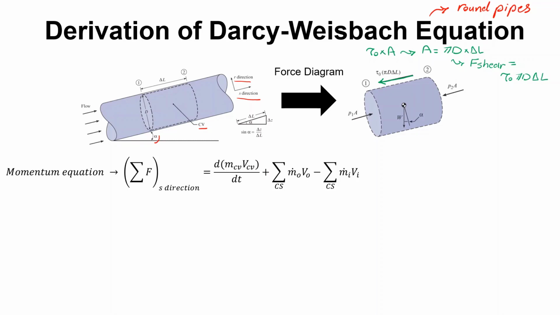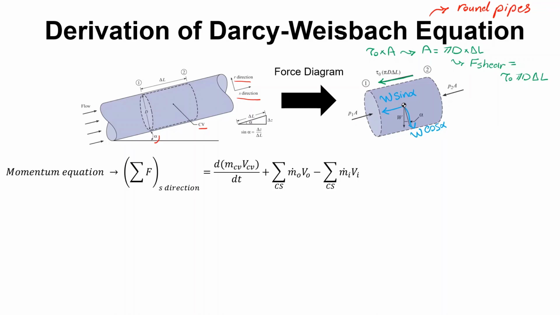Perfect. The other force that is acting on this control volume is weight. And because our cylinder is angled, we will have two components for weight. One component would be in the direction of S direction, which would be W sine of alpha. And the other component is this component, which is W cosine of alpha. Perfect. Now we have all forces.